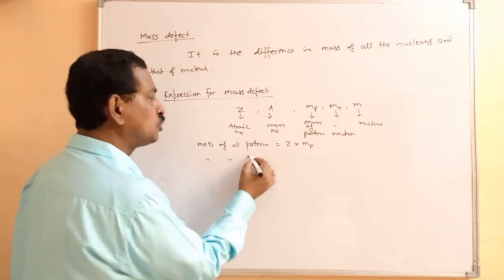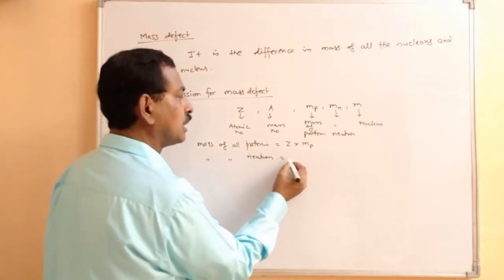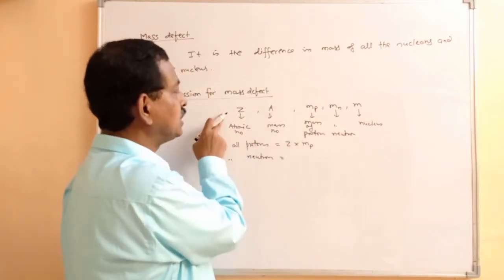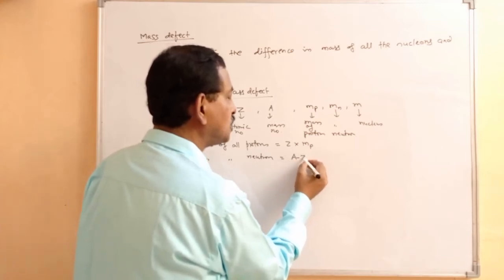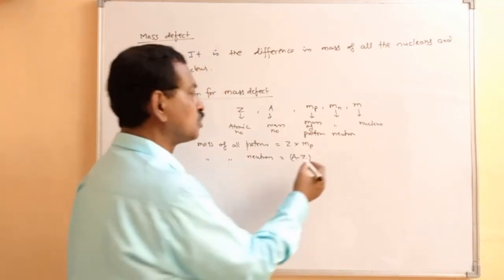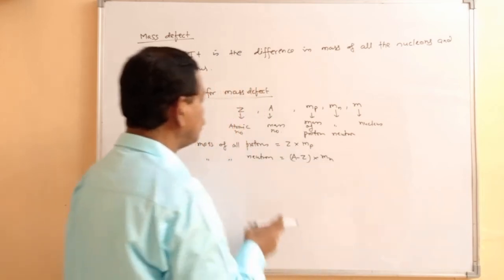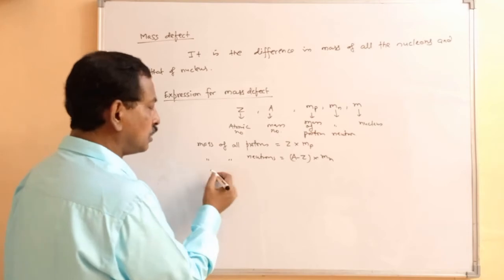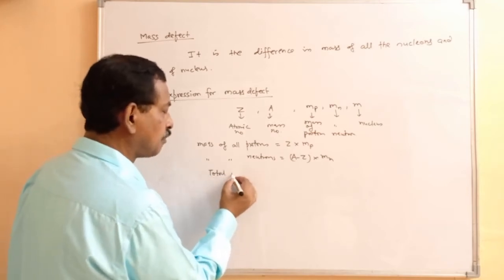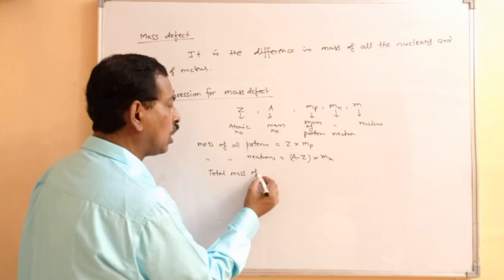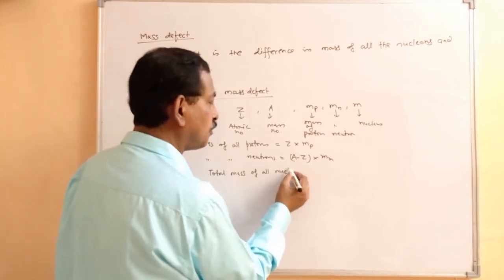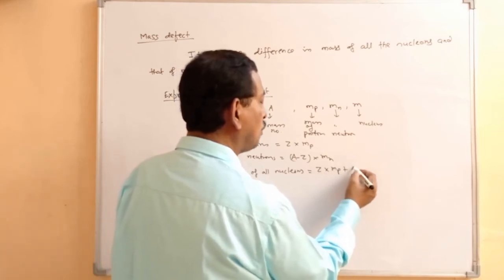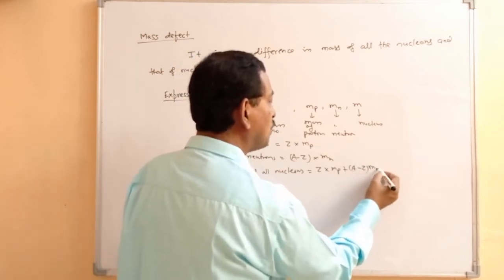Mass of all neutrons: if A is the mass number and Z is the atomic number, then A minus Z will give you the number of neutrons. So this into Mn will give you the mass of all the neutrons. So the total mass of all nucleons, how much will it be? Z into Mp plus A minus Z into Mn.